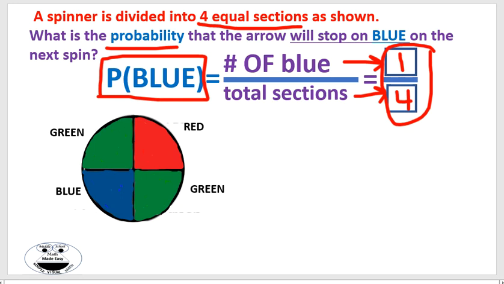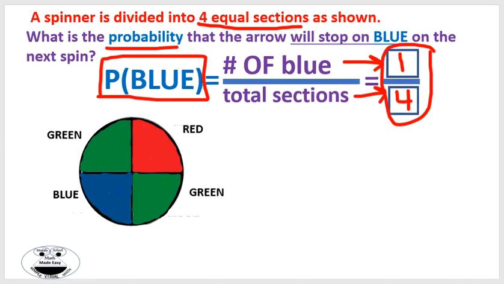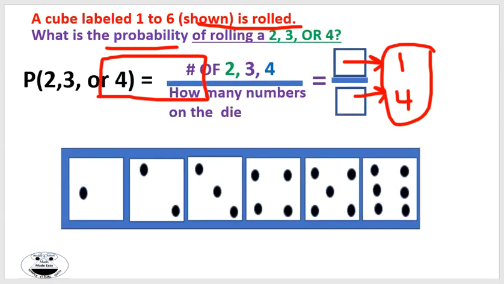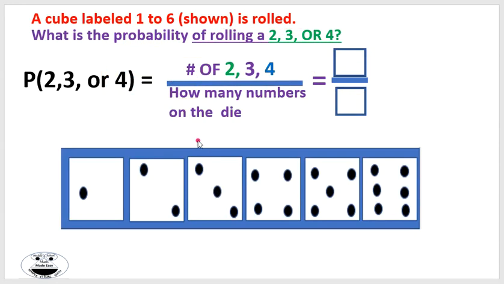Let's do another example. And I'm just thinking I'll probably do a different type of example. Let's do it a little bit differently. You might not always see something as simple as this one that we did previously. So a cube labeled 1 to 6, it's shown here, is rolled. What is the probability of rolling a 2, 3, or 4?